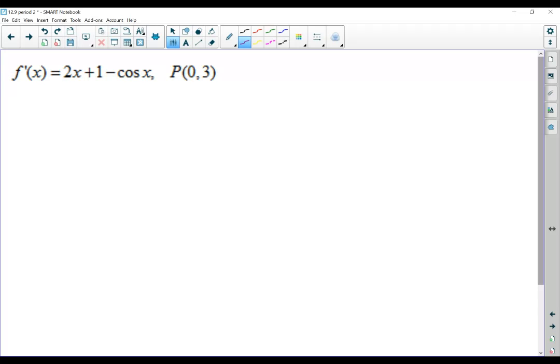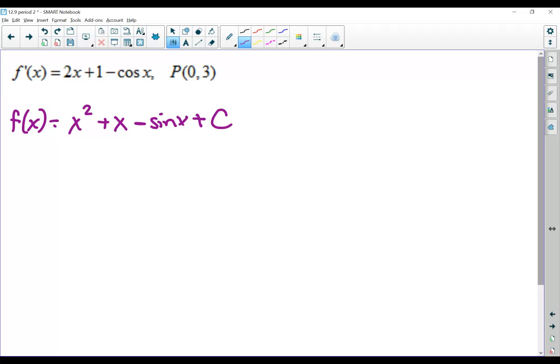Okay, so if my derivative is 2x plus 1 minus cosine x, I'm going to work backwards. Whose derivative is 2x? X squared. Whose derivative is 1? X. Whose derivative is negative cosine? Negative sine. Let's check it. Derivative of x squared, 2x. Derivative of x, 1. Derivative of, actually this should be positive. See, let's see, derivative of sine is cosine, so I have to keep it negative. See, I had to double check myself there.